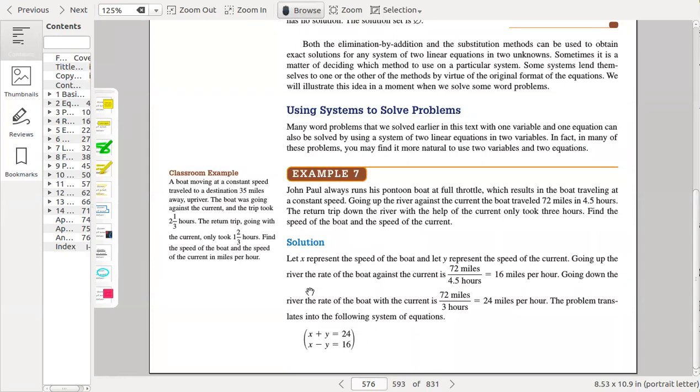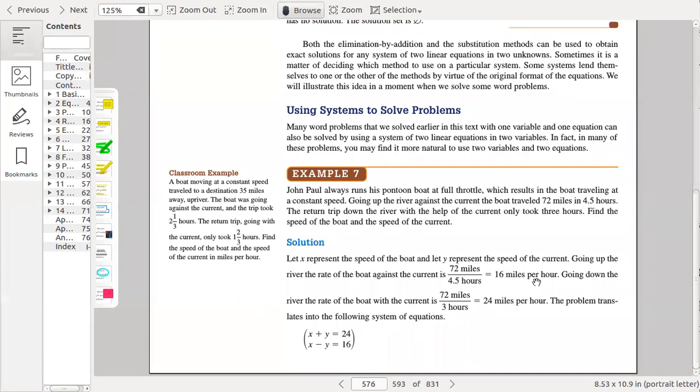So we can suppose that x represents the speed of the boat and y represents the speed of the current. So going up the river, the rate of the boat against the current is 72 miles over 4.5 hours.